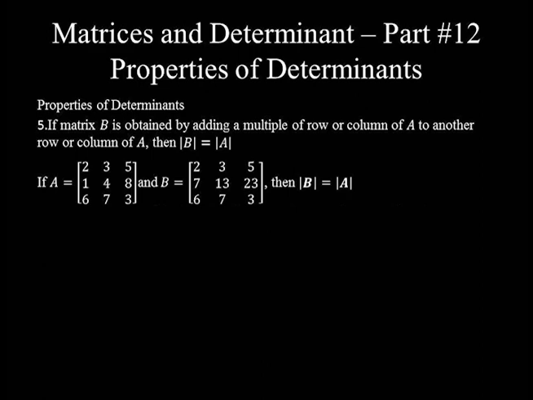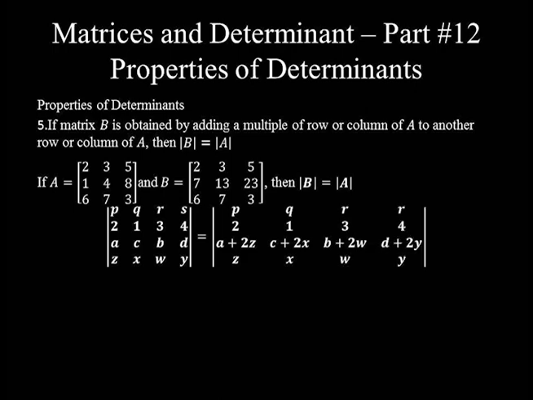By the same analogy, the determinant of this 4 by 4 matrix is equal to the determinant of this 4 by 4 matrix. Row 3 of this right hand side matrix is equal to row 3 of the left hand side matrix plus 2 y's of row 4. The determinant of this 3 by 3 matrix is equal to the determinant of this 3 by 3 matrix.